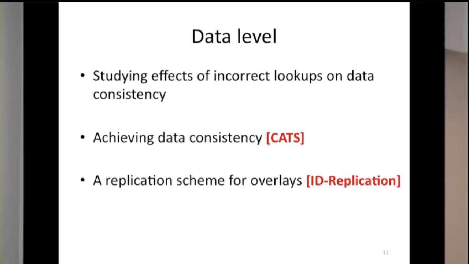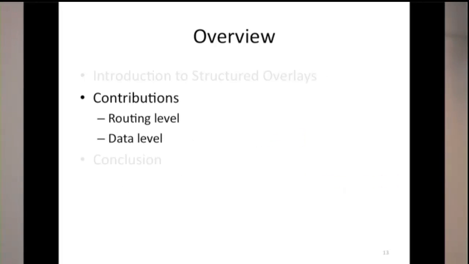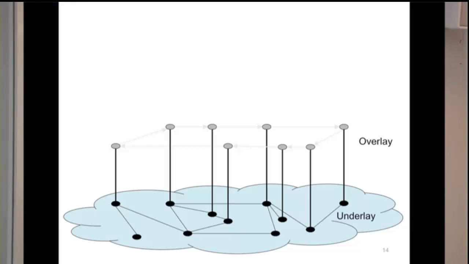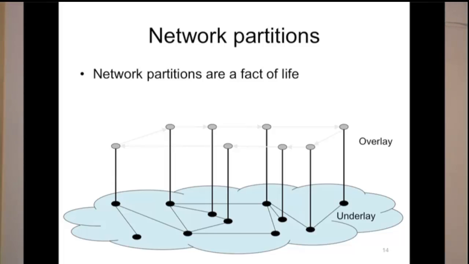Right, so let's begin with contribution on the routing level. So we saw there's an underlay, there's overlay. Now, as Peter pointed out, there can be network partitions. Like you cannot avoid network partitions in a distributed system. They are going to happen. Sooner or later, you have to deal with them.